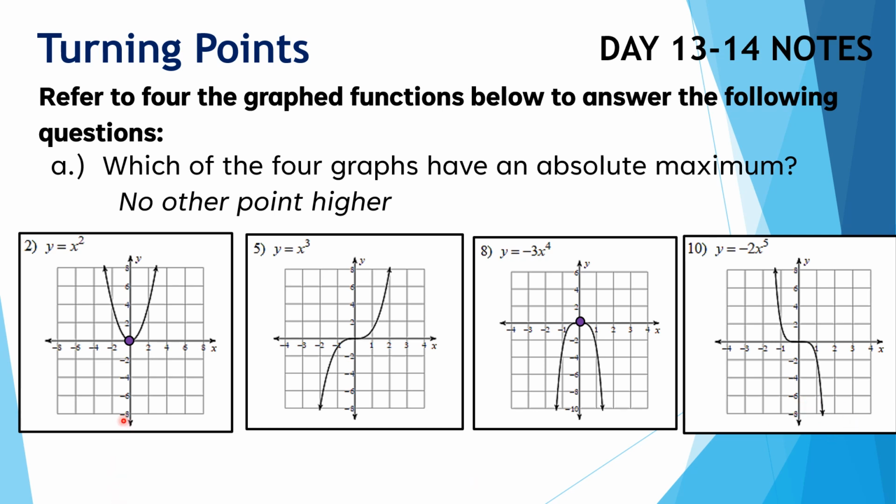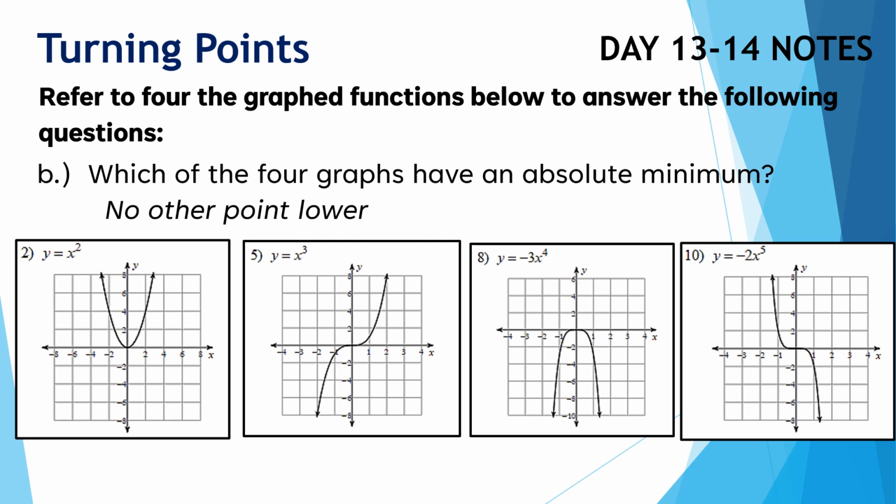So that means that our choices are between examples 2 and 8, because they are the ones that have an absolute maximum or minimum point, and it's number 8. The maximum is at the origin, (0, 0).